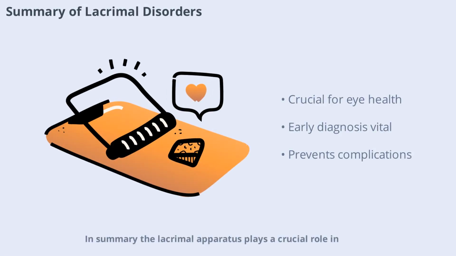In summary, the lacrimal apparatus plays a crucial role in maintaining ocular health through tear production and drainage. Disorders such as dacryocystitis, epiphora, and various conjunctival tumors can significantly impact eye comfort and function. Early recognition, accurate diagnosis, and appropriate treatment are key to preventing complications and preserving vision.